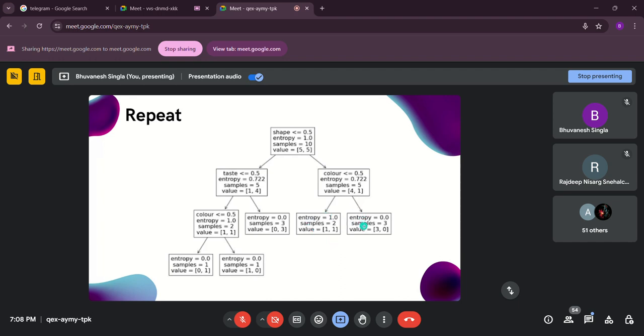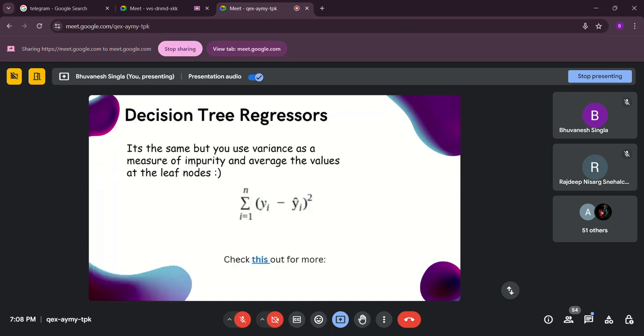You see how the entropy here is 0, 0, 0. So let's say you have a new fruit now and it comes down to this box. Whatever fruits are here, oranges or mangoes, this new fruit would also be called an orange or a mango based on whatever box it goes to. This was decision tree for classification.